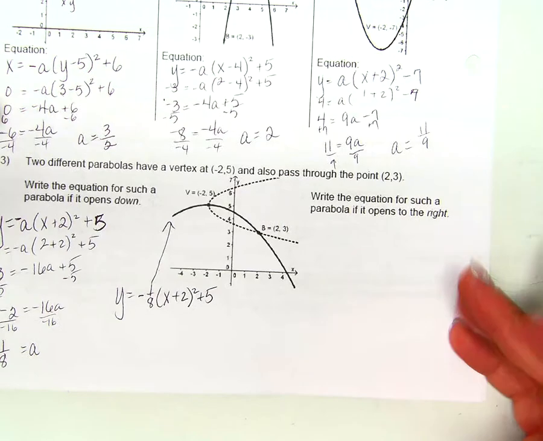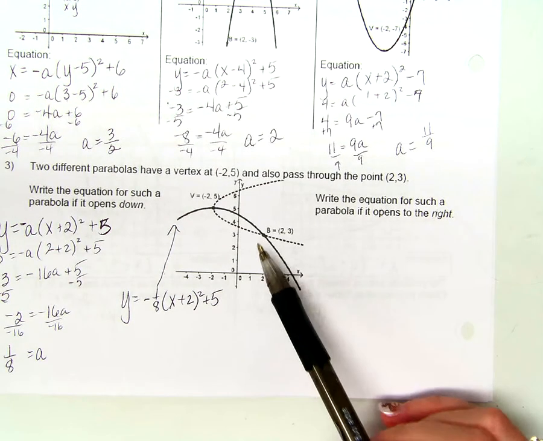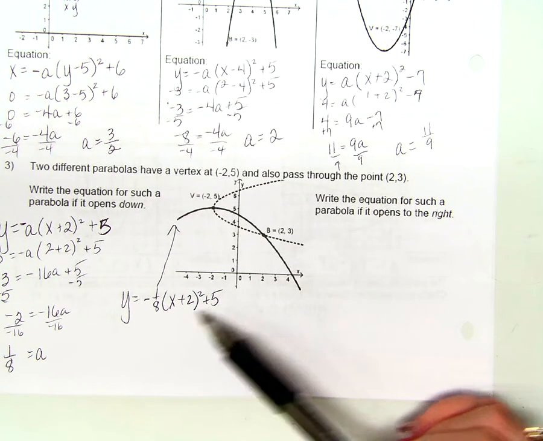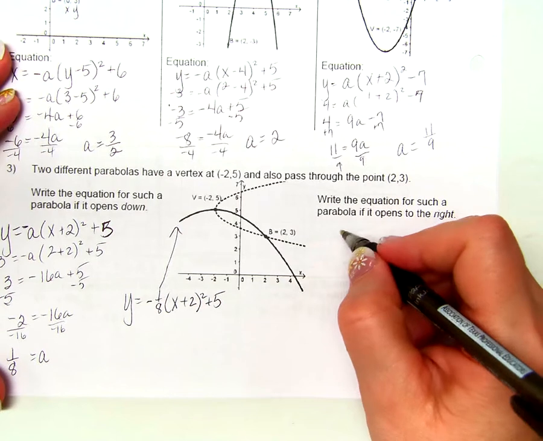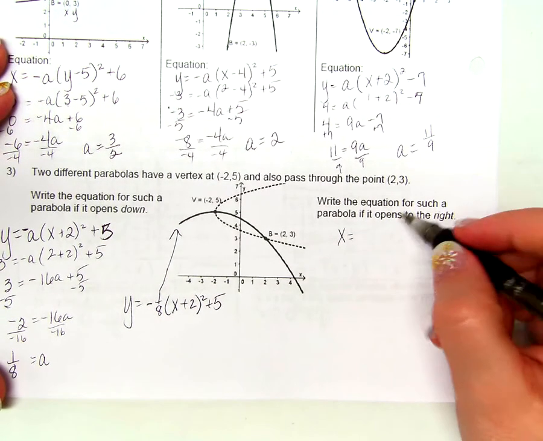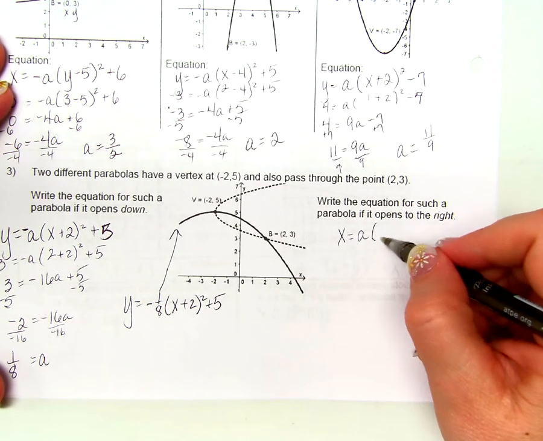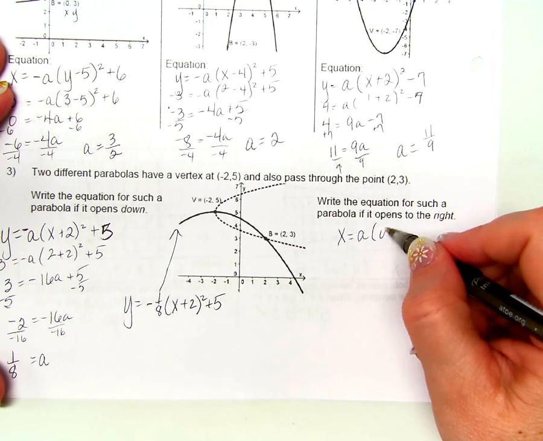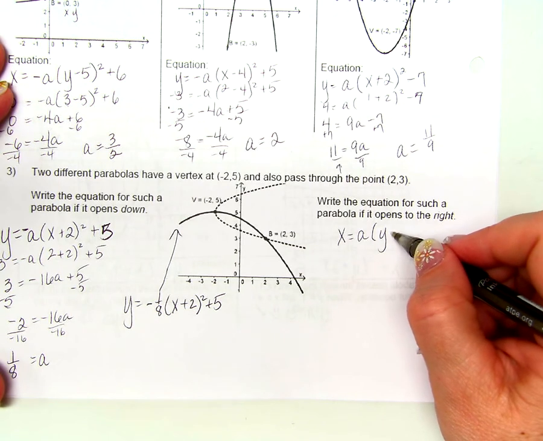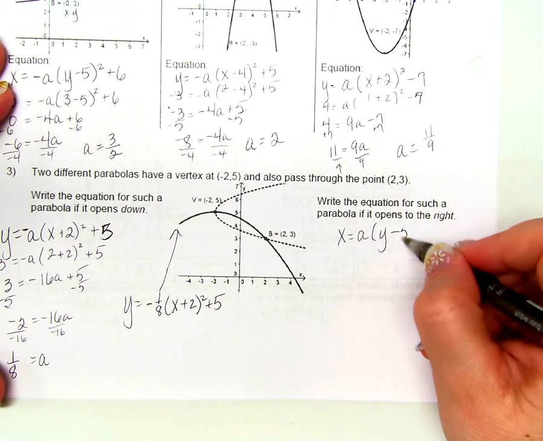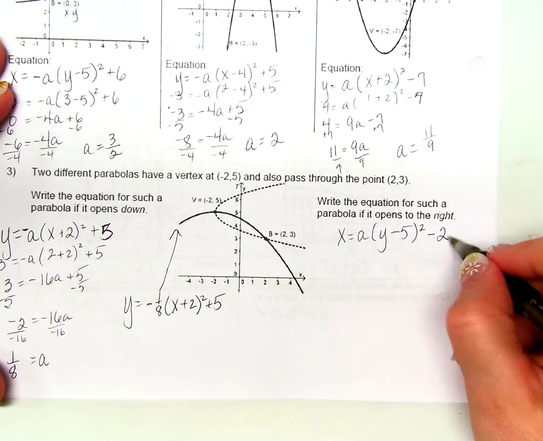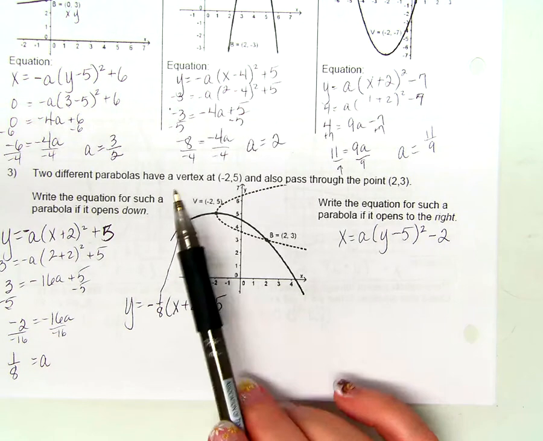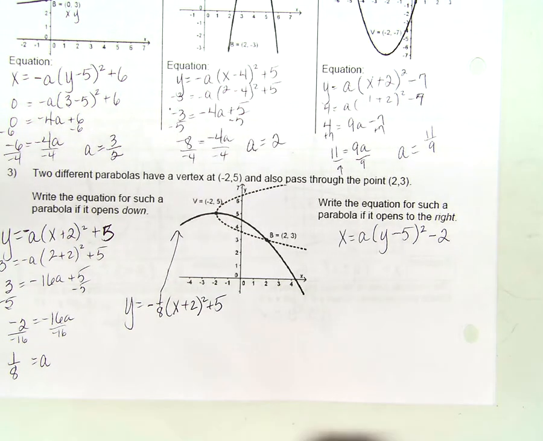So how are we going to write the equation for such a parabola if it opens to the right? If I'm using exactly the same points, won't it turn out to be the same equation? Why not? It's x equals this time, right? X equals what? A y minus 5 squared minus 2, right? It's plus h plus a negative 2. So how are we going to figure out A?